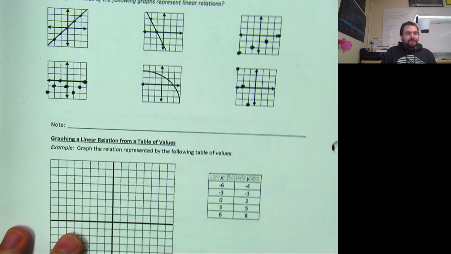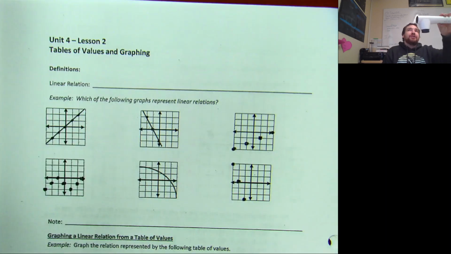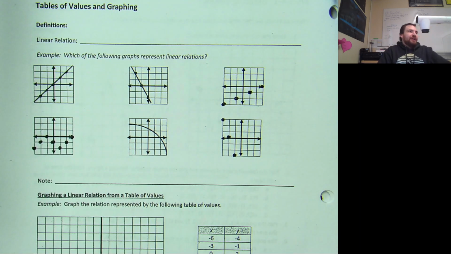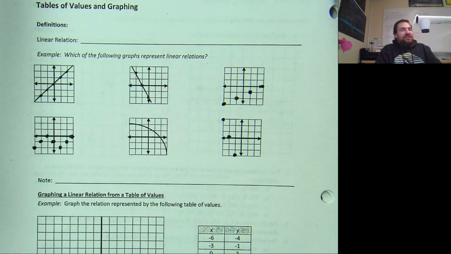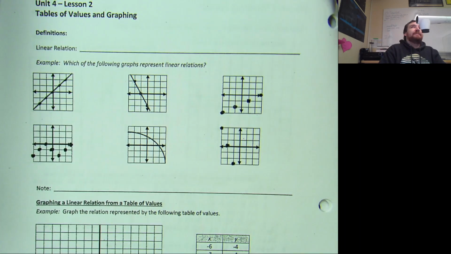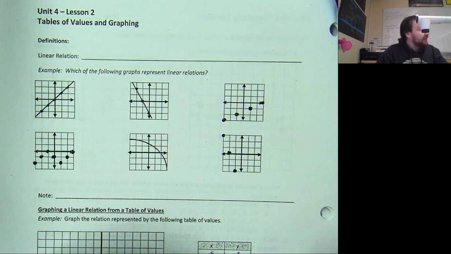So let's get into some technical definitions. This chapter is all about linear relations, so we're not going to stop at just graphing. We're going to graph very specific things. A linear relation. Does anyone want to take a guess at what might be meant by this term linear and relation?